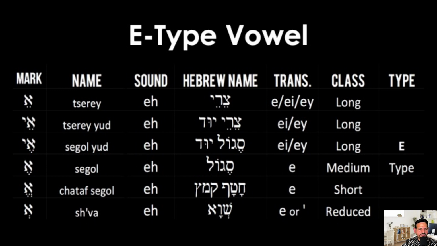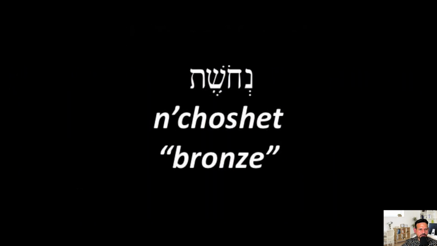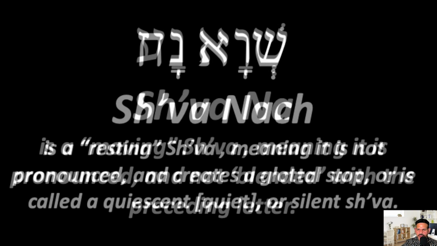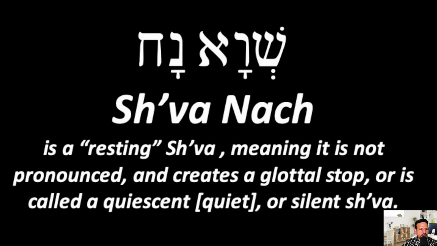So notice that we have the shva, which is needed here not only in nechoshet, but it is here a shva na. Very short, but it's used to keep the moving sound of the letter shin. All right, so we have a shva na here, but we could also have a shva nach in a word. So we'll see if we can address that in a bit. Shva nach. Oh, here's a perfect example.